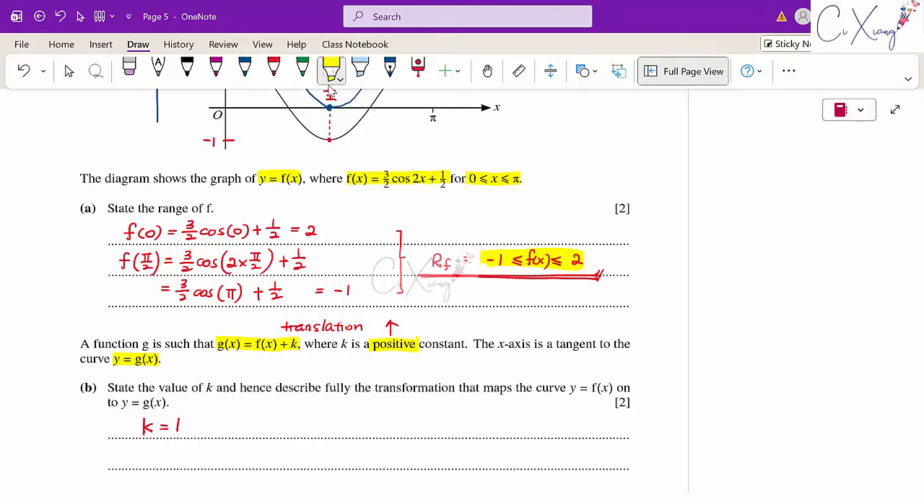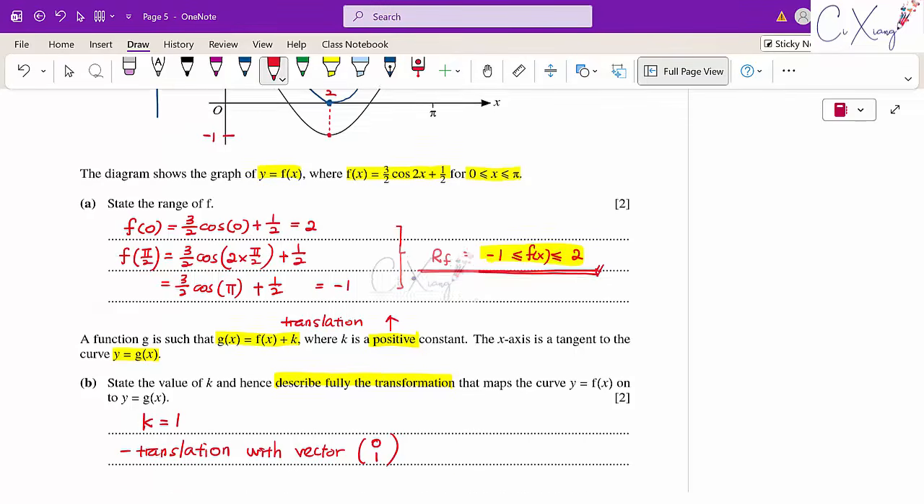Alright, then they want you to describe fully also the transformation that maps the curve. So how should we describe it? Basically, it is a translation. Okay, so you're having a translation with the vector (0, 1). This is what we have for part B, and let's have a look at part C.